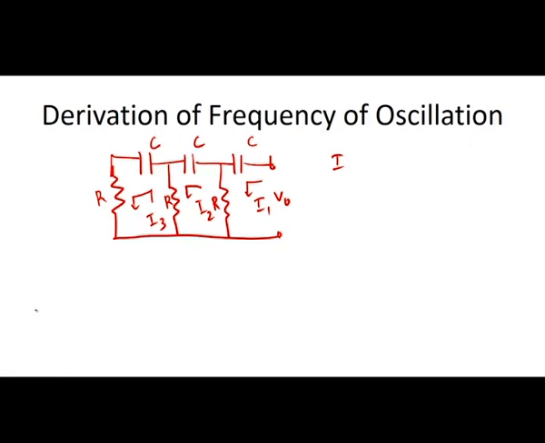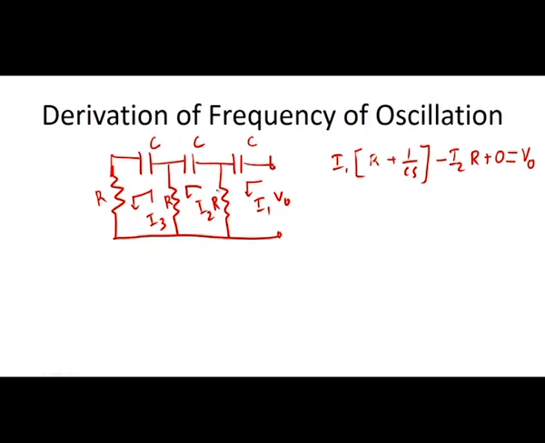So, I am taking this I1 into R plus 1 by Cs, minus this R, which is common to the second loop as well as the first loop. So, in the second loop through R, I2 is also flowing. So, I am subtracting this I2R here, and there is no I3 in this loop. So, put 0 for I3, is equal to the voltage V out.